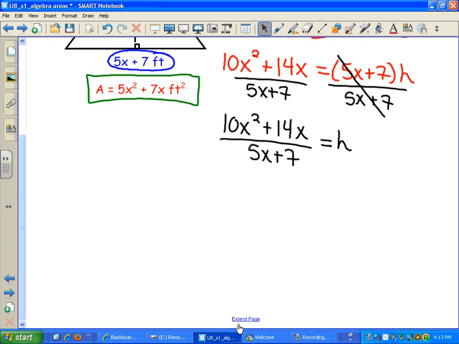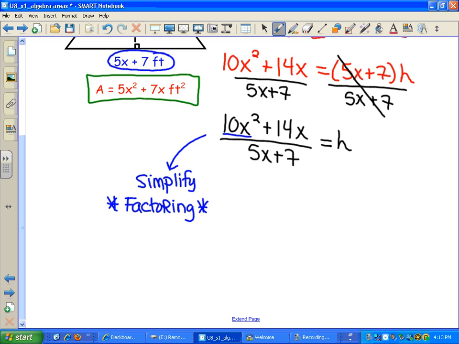From here, I want to simplify, and we're going to simplify by factoring. Previously in this session, we learned how to factor by taking the greatest common factor. So let's look at the numerator, 10x squared plus 14x, and find out what our greatest common factor is. The biggest number that goes into 10 and 14 would be 2, and I can also take a variable of x from both of them.